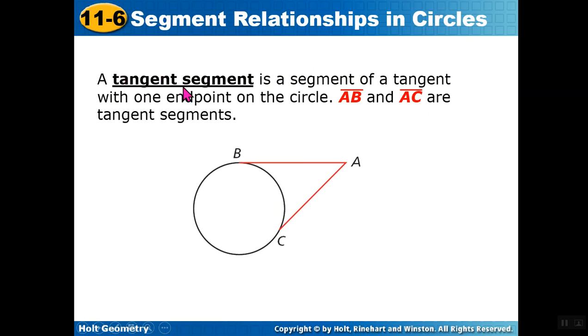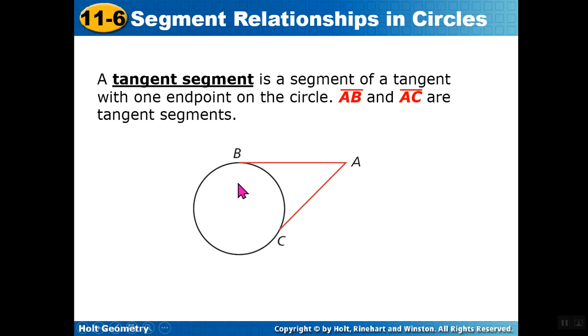A tangent segment is a segment of a tangent with one endpoint on the circle, like AB and AC. AB and AC are tangent segments. Again, the tangent we took in the first lesson, if you remember, is a line that intersects the circle in exactly one point. So it is a line, not a segment. So the tangent segment means that we are taking a part of the tangent.